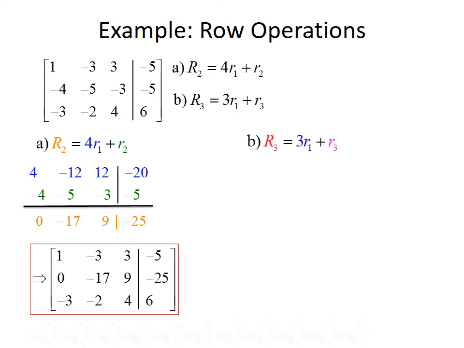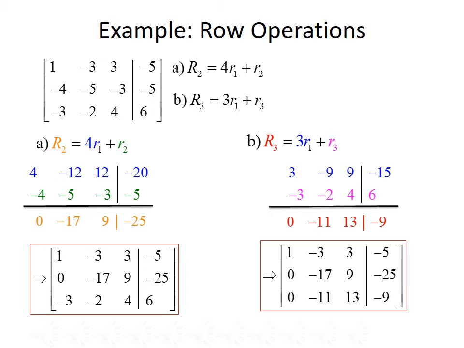The second part of our example says replace row 3 with 3 times row 1 plus our original row 3. So to begin with, we're going to multiply row 1 by 3, so that'll give us 3, -9, 9, and -15. And we're going to add row 3, -3, -2, 4, and 6. We'll add these rows together term by term, and that'll give us the new row 0, -11, 13, -9. To complete the row operation, we'll replace the third row with the new row. So our new matrix looks like this.